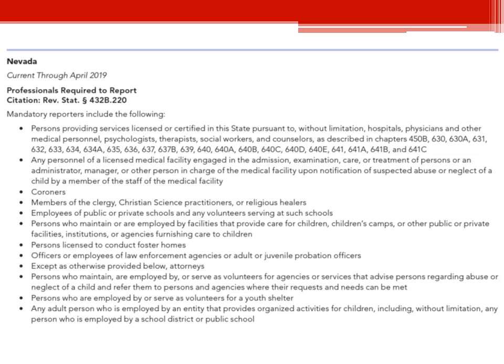So you can see the whole list here. There are a lot of us, including myself, who are mandatory reporters. So if we are made aware or we suspect that a condition of abuse or neglect might be happening, we are required to report it.